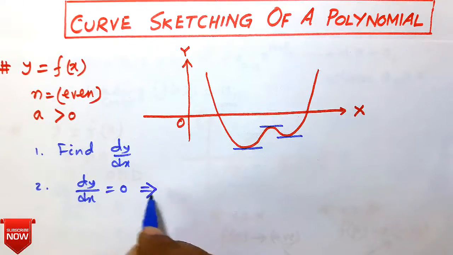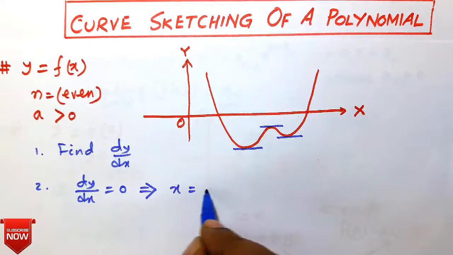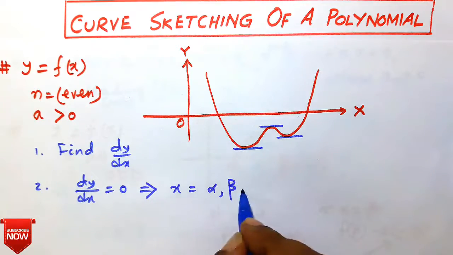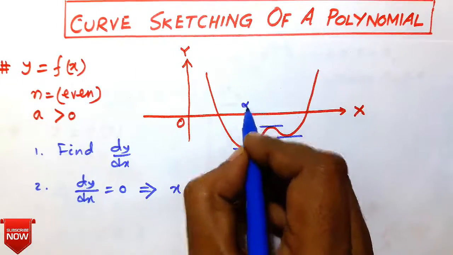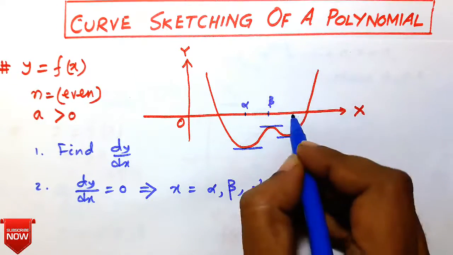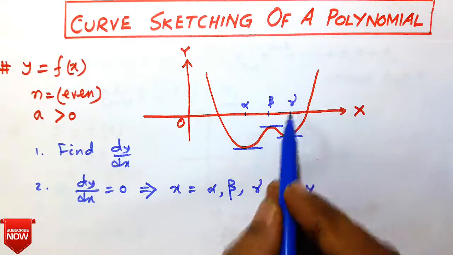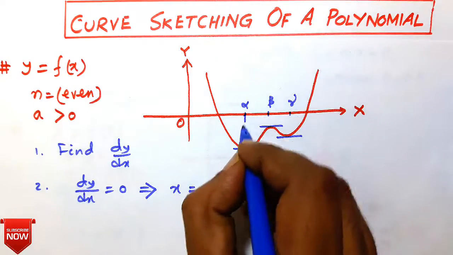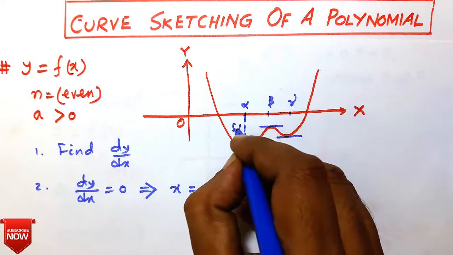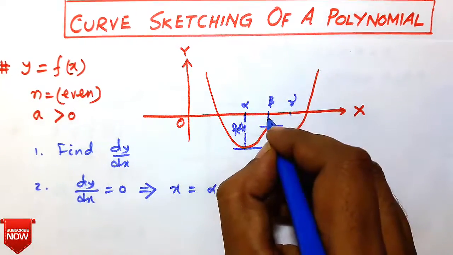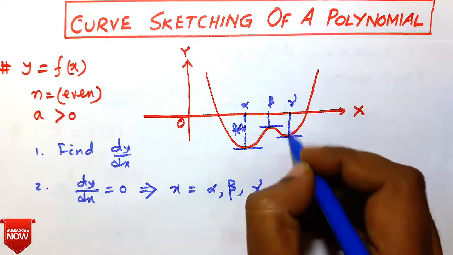Now from this one you will find, according to the rule of this curve, x has 3 values, 3 real numbers, respectively alpha, beta and gamma, say. This point is alpha, this point is beta, and this one is gamma. And at each point alpha, beta or gamma, you will find 3 verticals. This vertical is f of alpha, next vertical is f beta, and the third vertical is f of gamma.